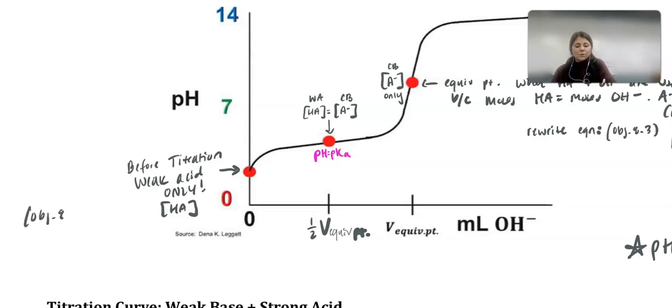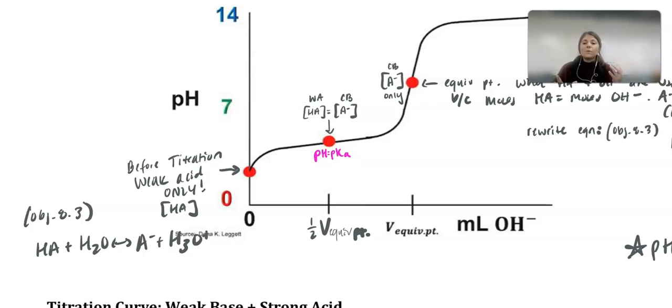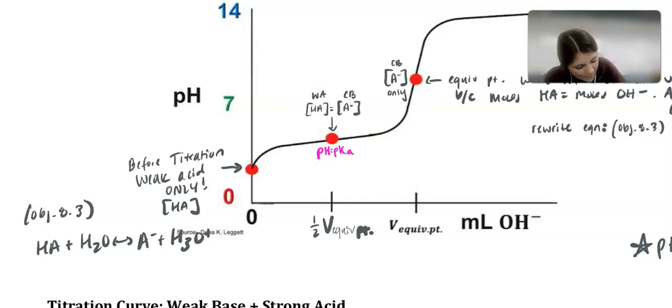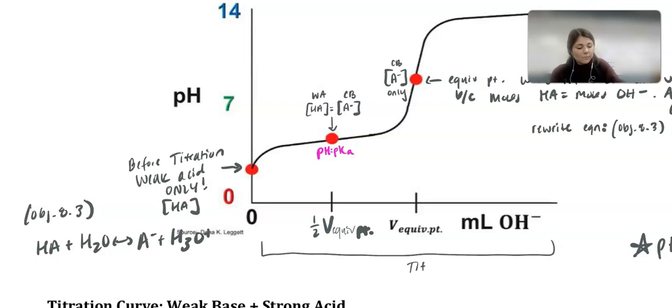This is actually from objective 8.3. Here you would just write your weak acid equilibrium, and you can solve using an ice table what the initial pH is if you know the initial HA per se. All right, so anything past 0 is going to be a titration, okay? Because you added something strong to the initial thing, which was a weak acid. So we're going to talk about going from the first dot to the second dot.